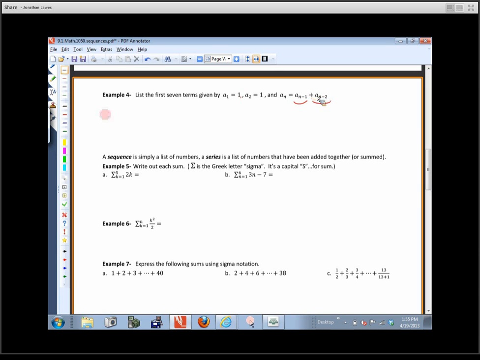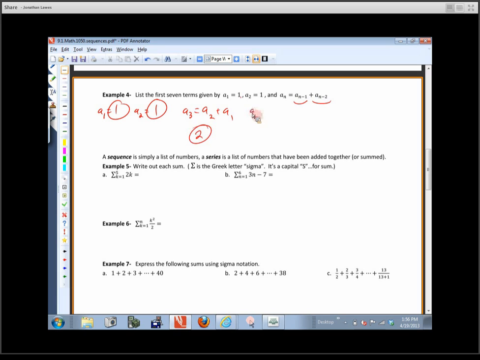So a sub 1 is 1. A sub 2 is also 1. I want to find a sub 3. A sub 3 is going to be a sub 3 minus 1. That's 2. Plus a sub 3 minus 2. That's a sub 1. So in order to get the third term, what do we do? Yeah, add the previous 2. Okay? So that means the third term is 2.